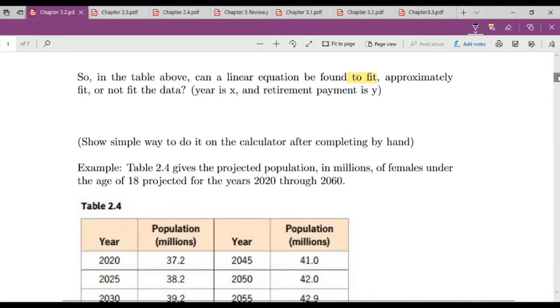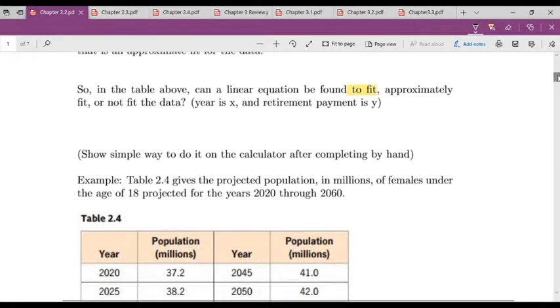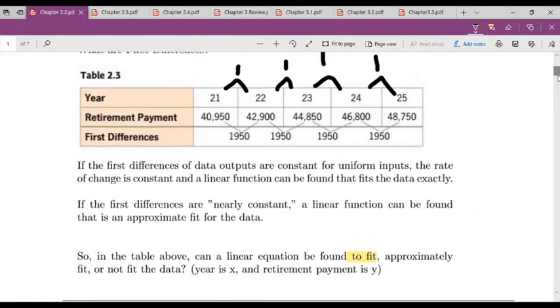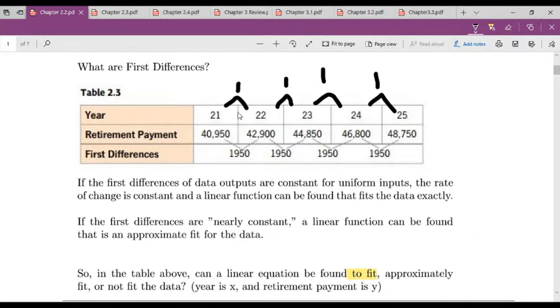Alright, so if you wanted to find a line to fit this by hand, let's scroll back up. Every time I go up by 1, so if year is your X, retirement plan is your Y, a rise in X of 1 causes a rise in Y of 1,950. So your slope is going to be 1950.